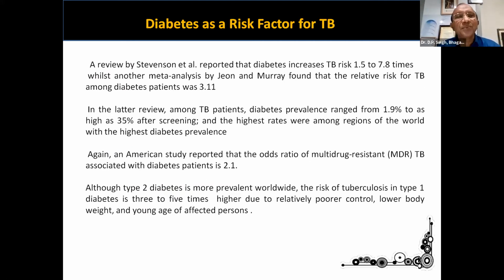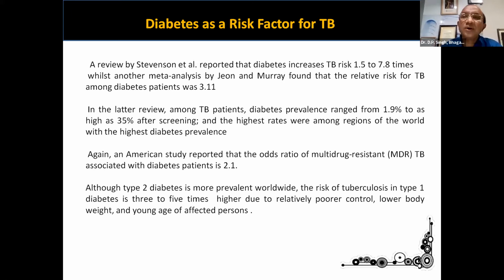Whether diabetes is a risk factor of TB, there are lots of robust data that shows that diabetes increases the TB risk by 2 to 7 or 8 times more. And among TB patients, diabetes prevalence is variable from 2% to as high as 35% after screening. And even type 1 diabetes is also very much common, 3 to 5 times. So this incidence of TB diabetes is very great.